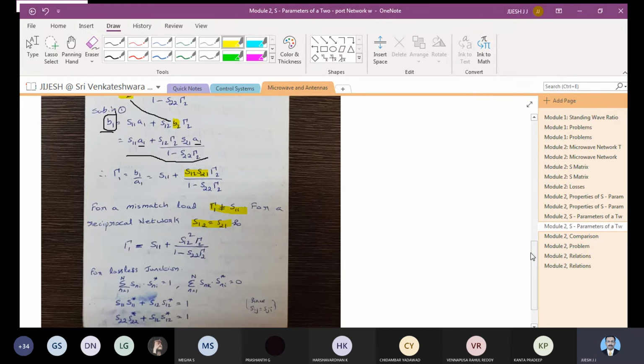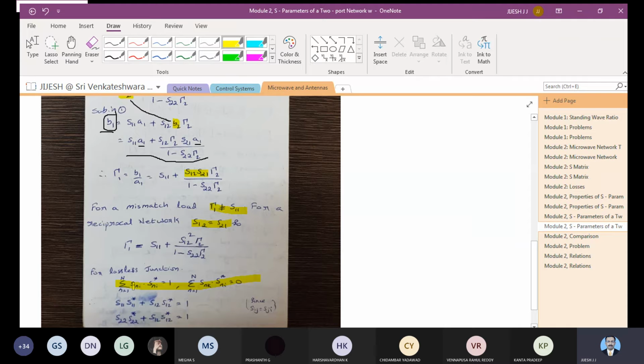For a lossless junction, we have studied in the previous properties of lossless junction. We have already studied that summation over n equal to 1 to N of Sni Sni conjugate will be equal to 1, and summation over n of Sni Snj conjugate will be equal to 0, in property number 3. I am just taking it in terms of a two-port network, that is S11 S11 conjugate plus S12 S12 conjugate can be written as 1, and S22 S22 conjugate plus S12 S12 conjugate can be written as 1.